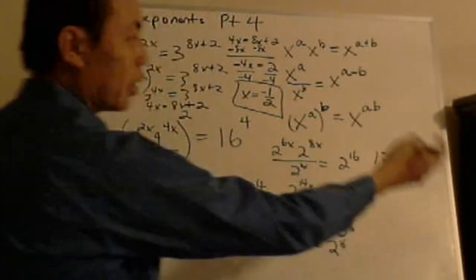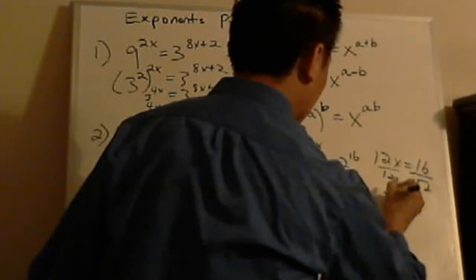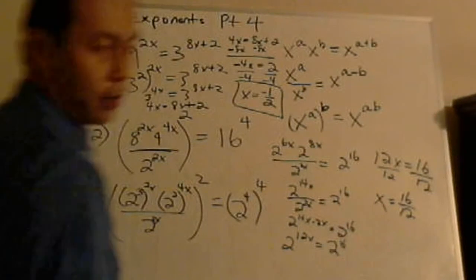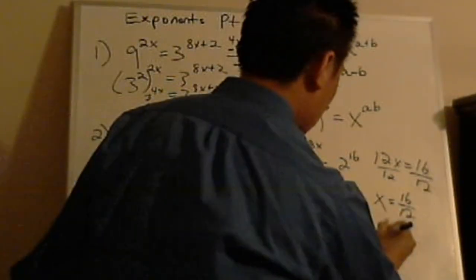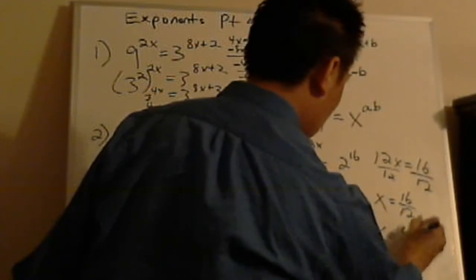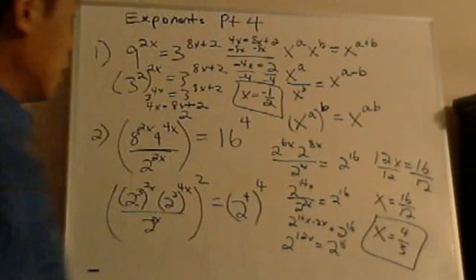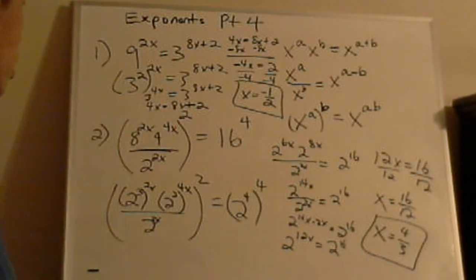So 12x equals 16, you just divide by 12 on both sides. And you will get x equals 16 over 12. And then, of course, we're going to reduce that. You know, divide by 4 on top and bottom. And you will get x equals 4/3. And that's how you solve exponents when they're in an equation.